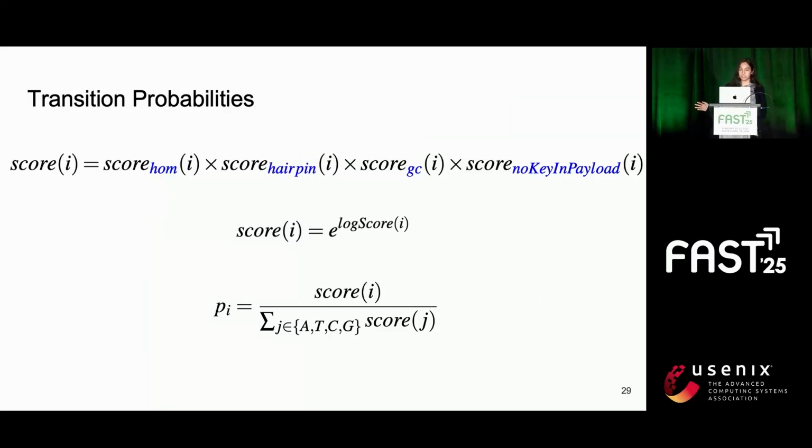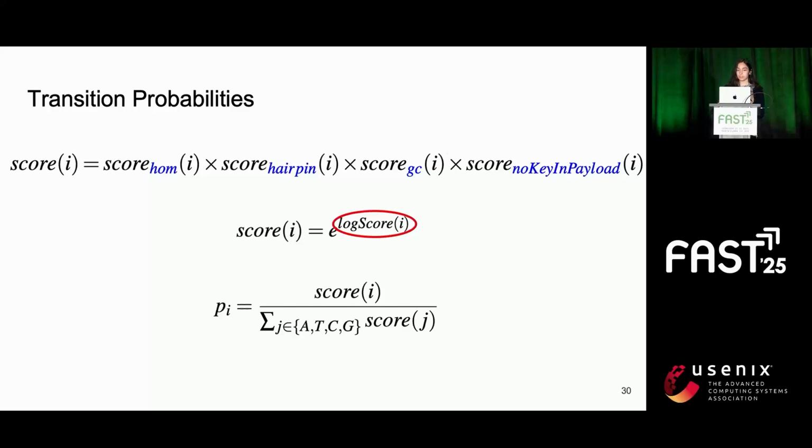So this slide is a bit more technical, but what you can take from it is that the transition probability, which is the equation at the bottom, takes into account a score. And the score that you can see at the top takes into account all of the constraints that we had mentioned previously: the score for homopolymer, hairpin, GC content, and the fact that we don't want to have the key in our payload for the assembly. And then we're also using log scores instead of scores, because multiplying small numbers can be difficult to compute with computers, and so we use log scores instead.